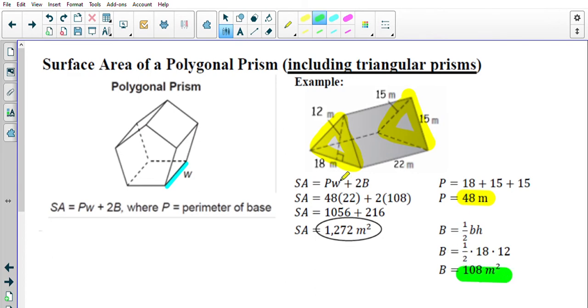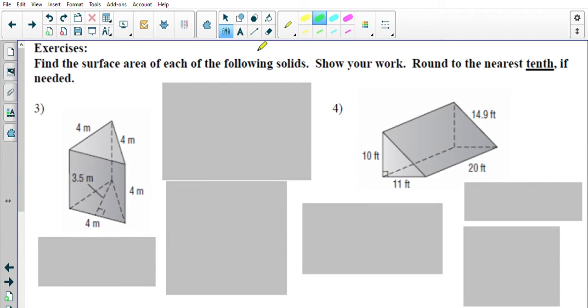So in our formula, we've got perimeter of the base, which was 48, the width of the prism, which is the distance between your two triangular bases, which will be 22, plus 2 times area of the base, which is 108 from over here. That's going to get us 1,056 plus 216, a total surface area of 1,272 meters squared.